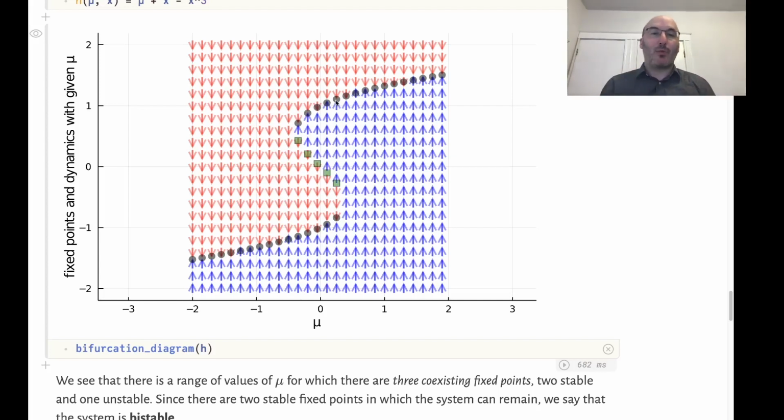Another scientific system where this kind of behavior occurs is genetic switches in biology. So this bistability is exactly what allows genetic switches to be in two different states, on and off.